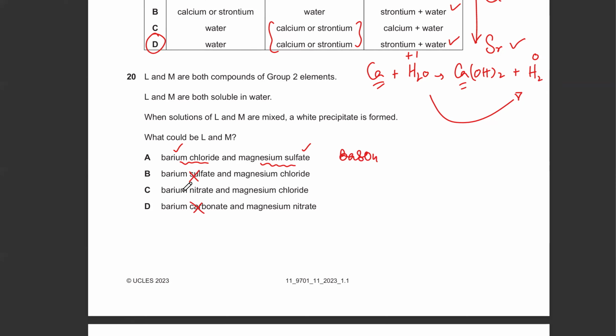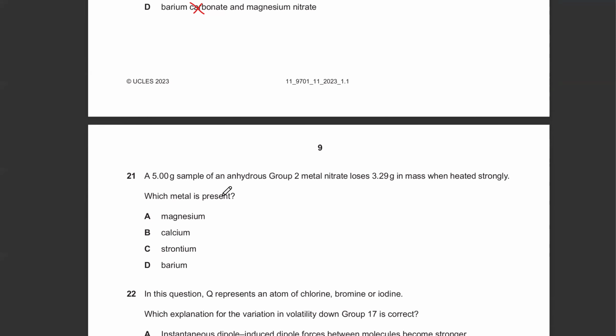Over here, no combination of the ions will form something that's insoluble. Barium chloride will also be soluble. Magnesium nitrate would also be soluble. So they will not produce any precipitate. Option C.